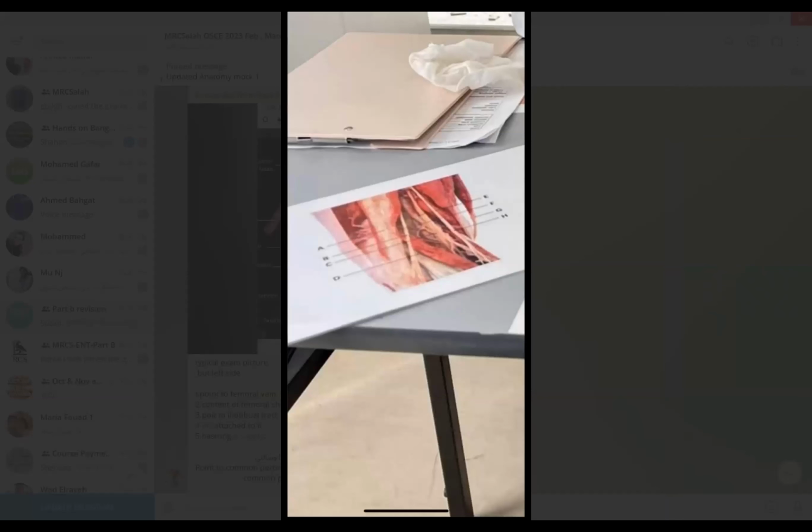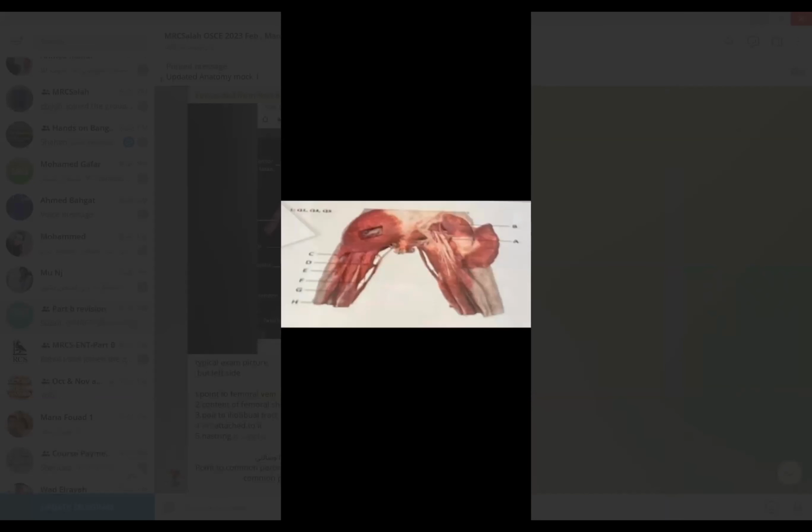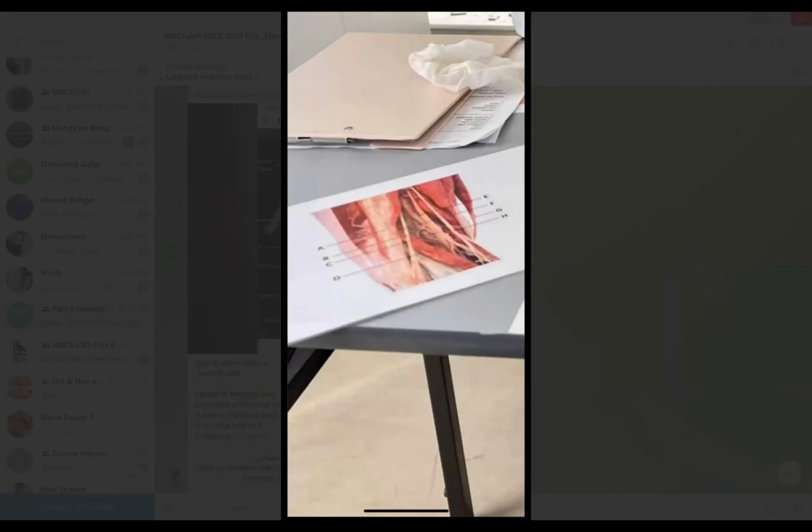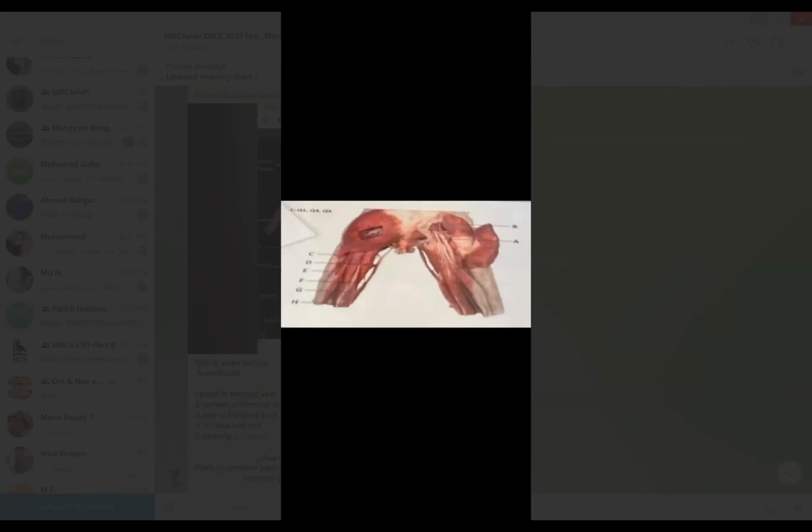This is the picture in the exam. This is from the exam itself. These are the two pictures. Identification, yes, these are the ones that actually came to me in the exam. So these are the two pictures for this station. We have finished this station.